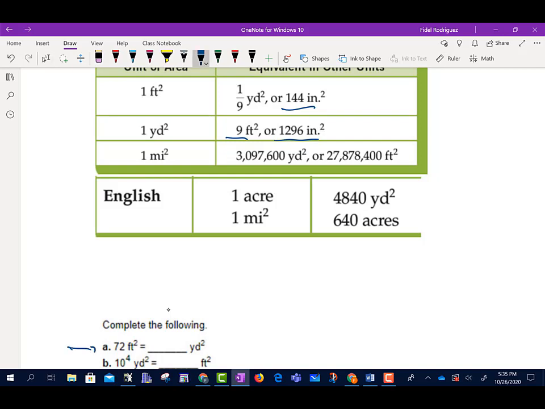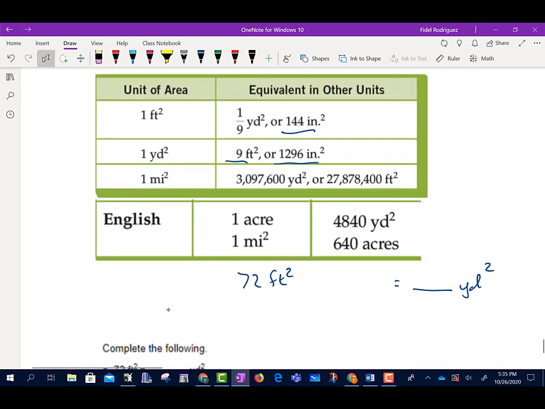Okay, so let's see if we can do some conversions. So I'm looking at part A down here. So we have 72 feet squared, okay? And we want to convert that into yard squared, okay? So feet squared into yard squared. So we know, when I think of this over 1, I know that 1 square foot is the same thing as 1/9 of a square yard, I should say.